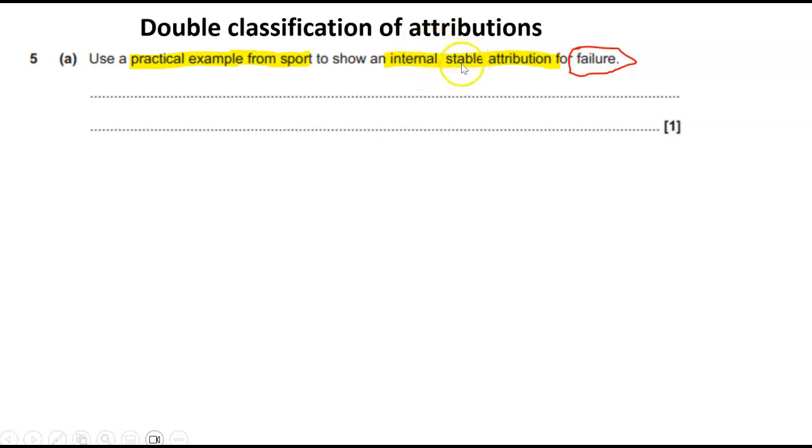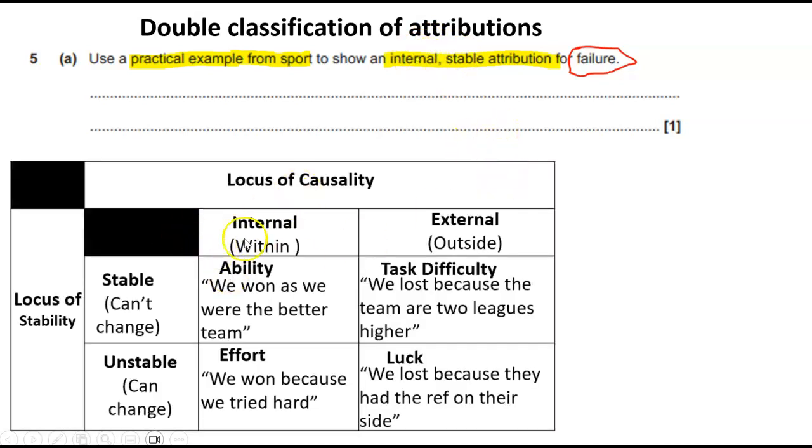So what you have to be able to do is understand that when you look at this model, if you look down to here now, you can see that if you look across the locus of causality here, you've got internal here, okay? And you go down to here and you've got stable. Where stable meets internal, you've got ability. So ability is something that comes from within you, okay, and it can't change, or it can't change very much. So that is why it's considered internal and stable.